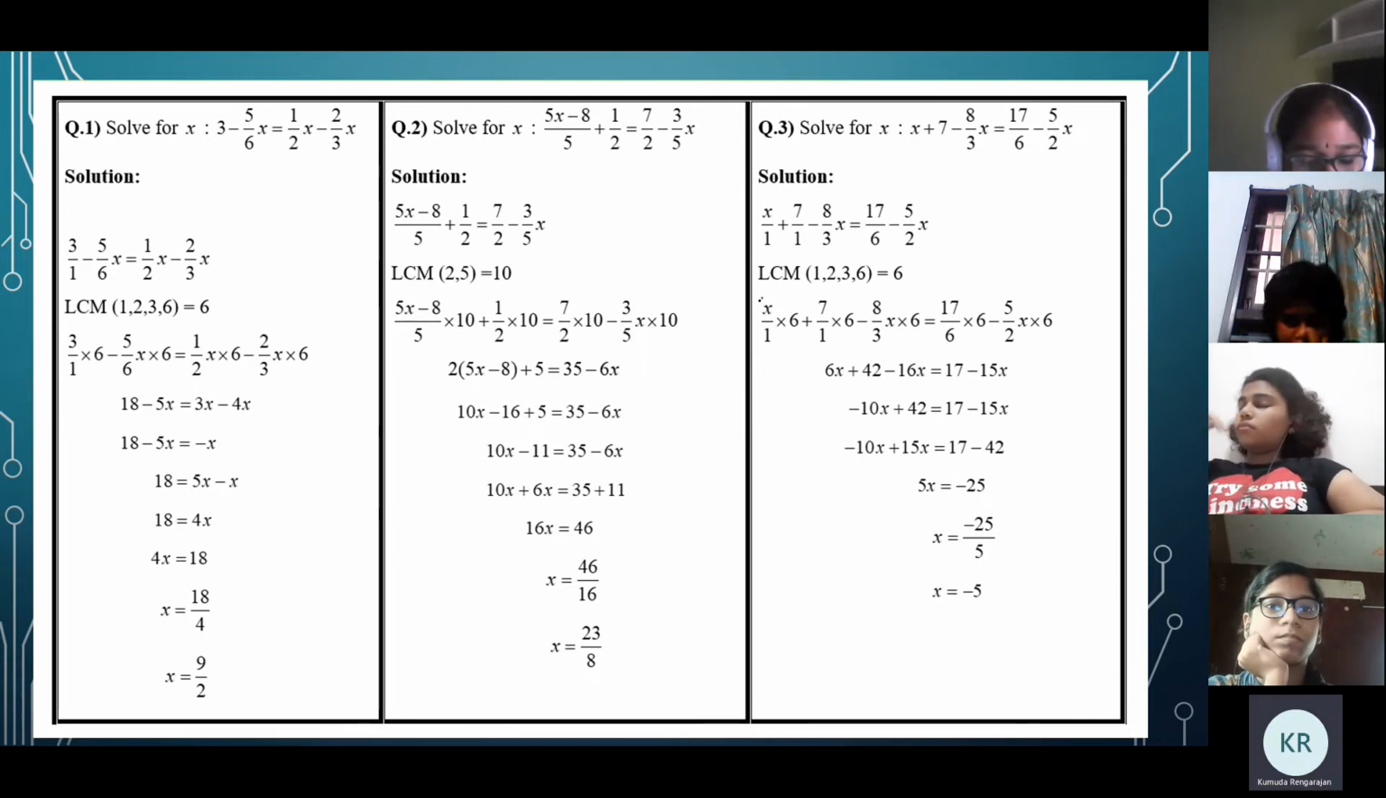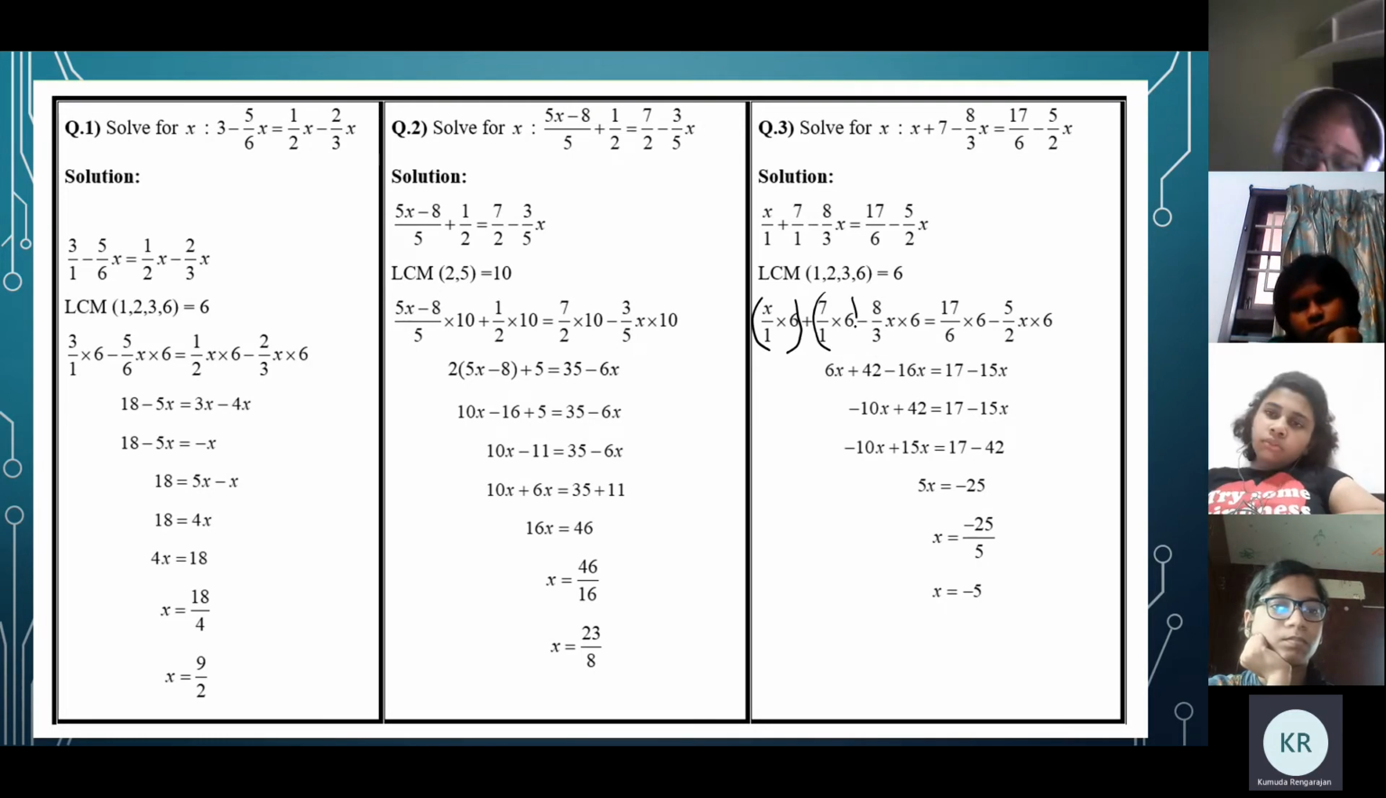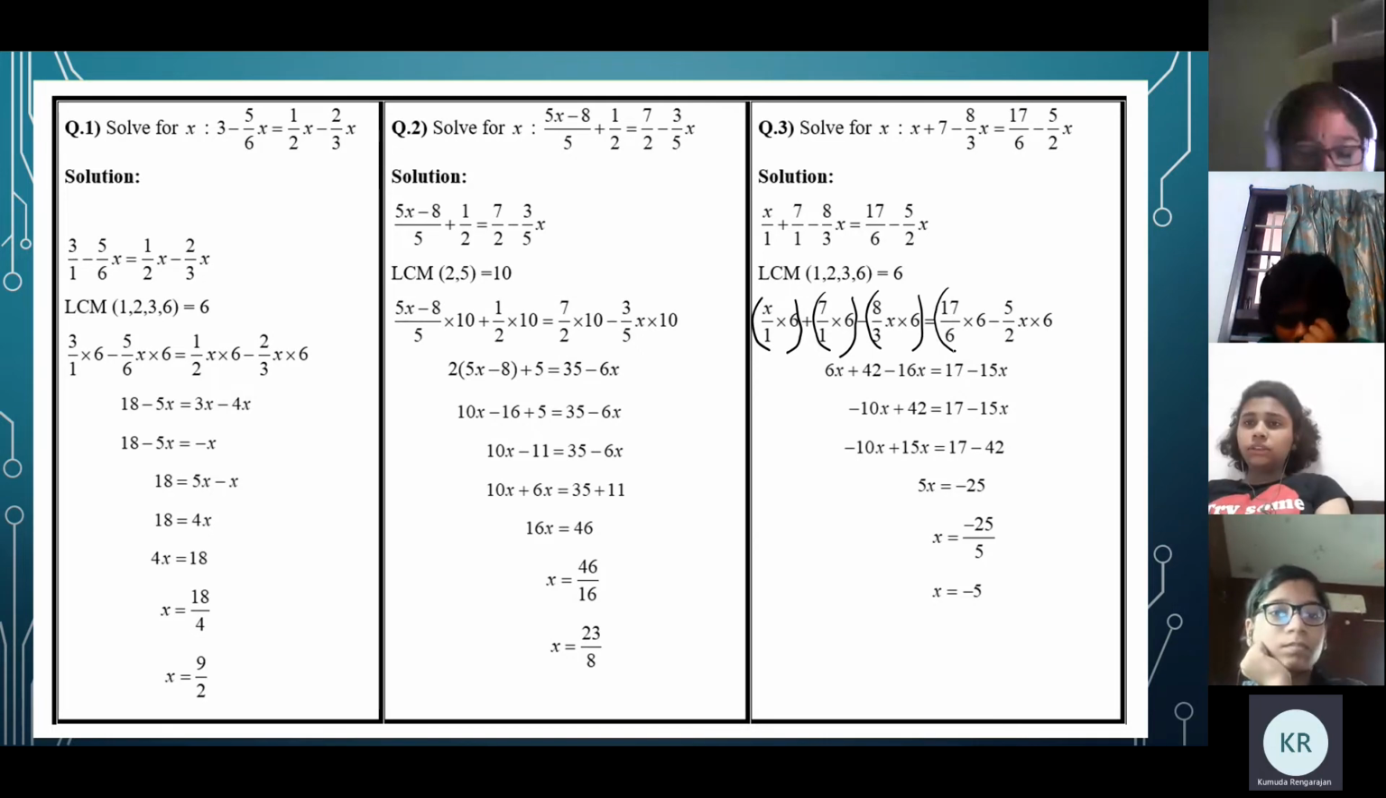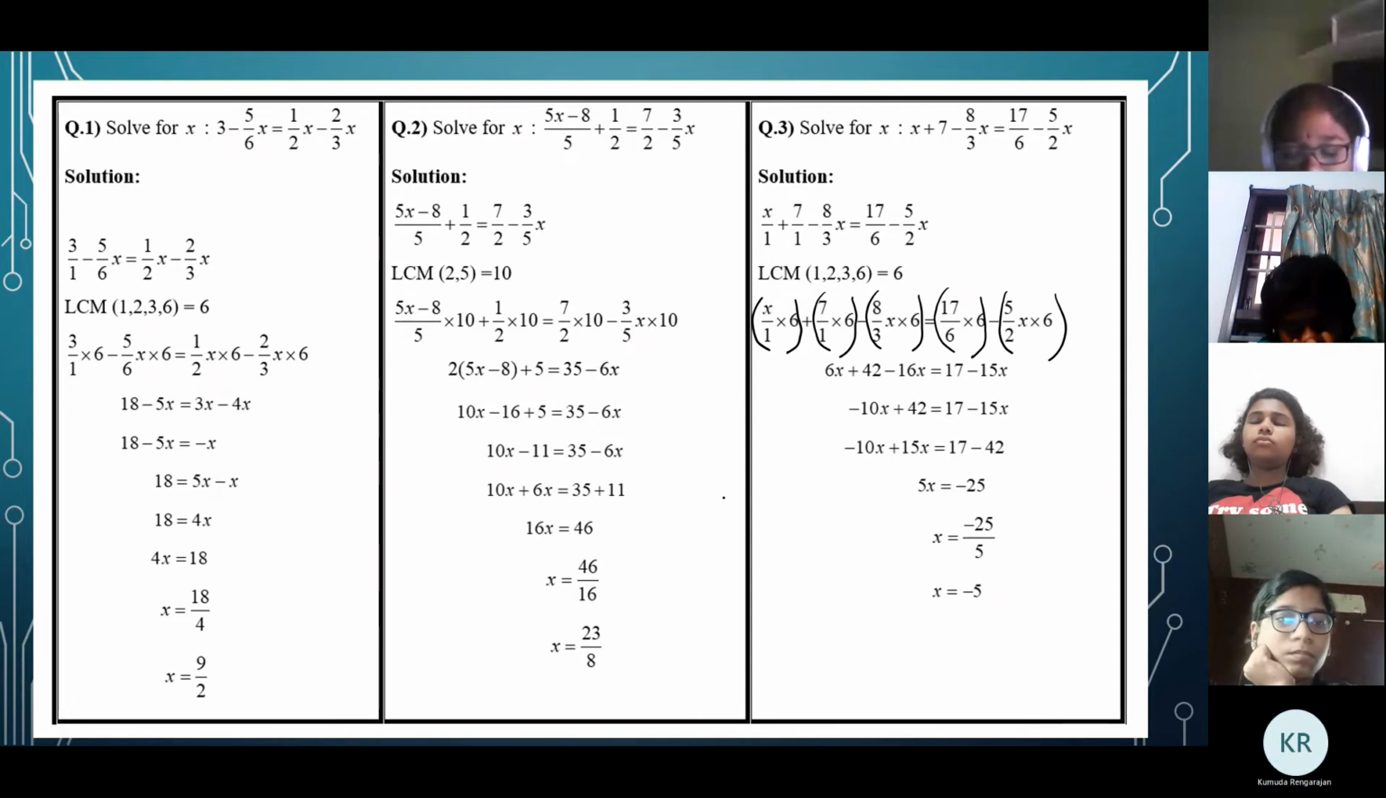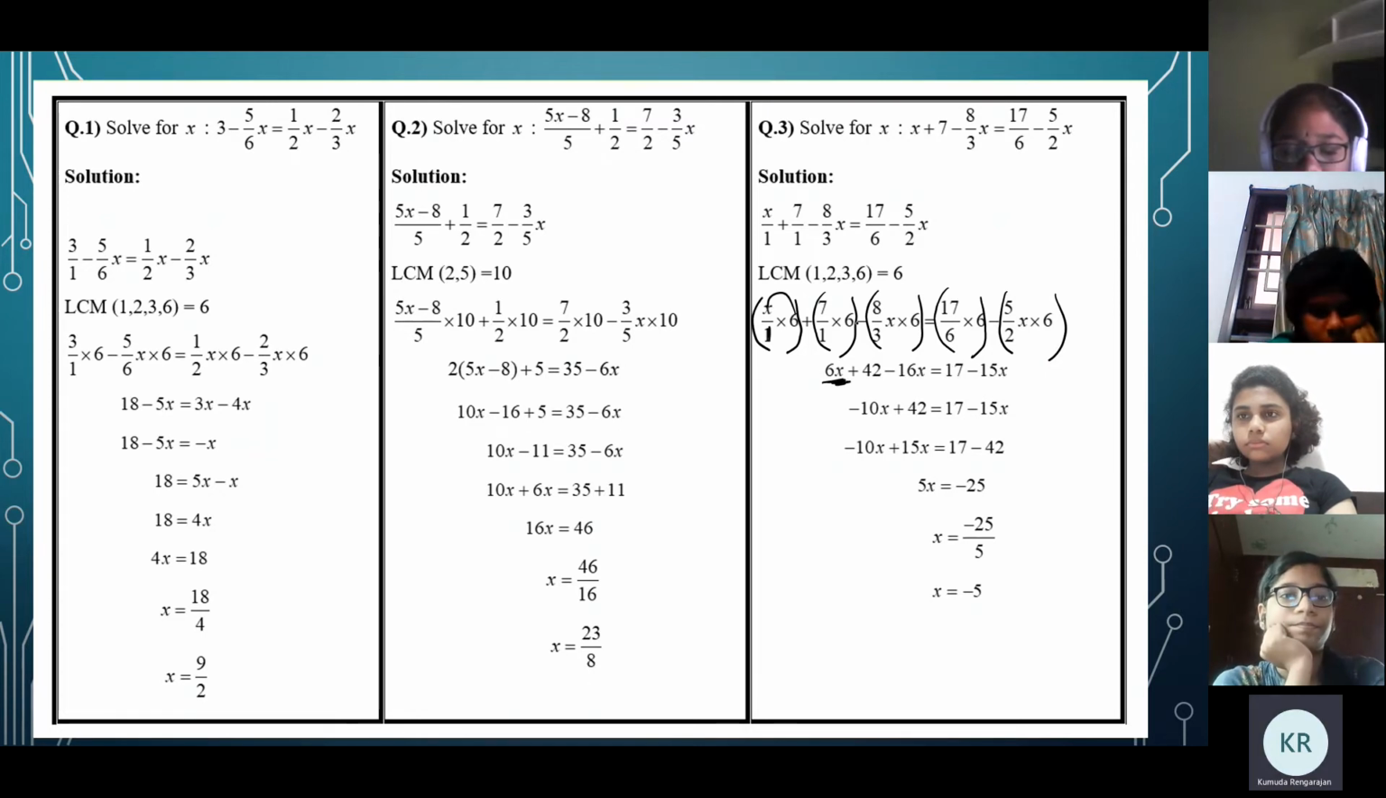So see here, this is x by 1 multiplied by 6. This is the next term, 7 by 1 multiplied by 6. 8 by 3x multiplied by 6. 17 by 6 multiplied by 6. 5 by 2x multiplied by 6. So we multiply every term by 6, which is the LCM. Now we simplify. This is 1. So 6 into x is 6x. Is this correct, children? 6 into x, 6x. Yes, ma'am.